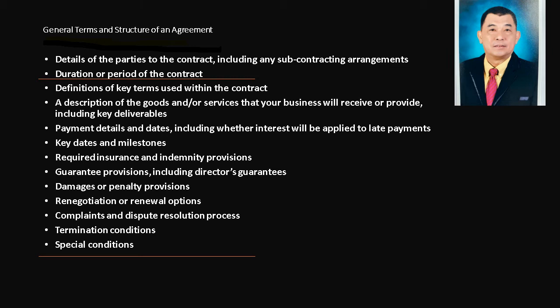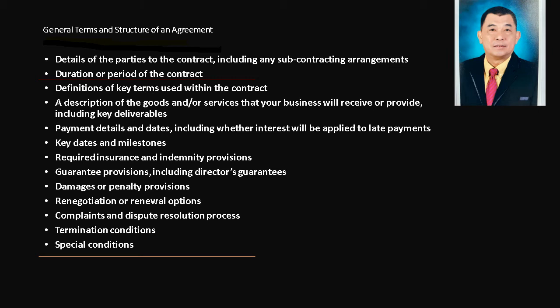A description of the goods, the features and specification that your business will receive or provide, including key deliverables. It is very important that you detail the features and specification of the product or the service. The payment details and dates. If this is check payment, installment payment, the date, the year, the month, including the interest that will be applied to late payments.